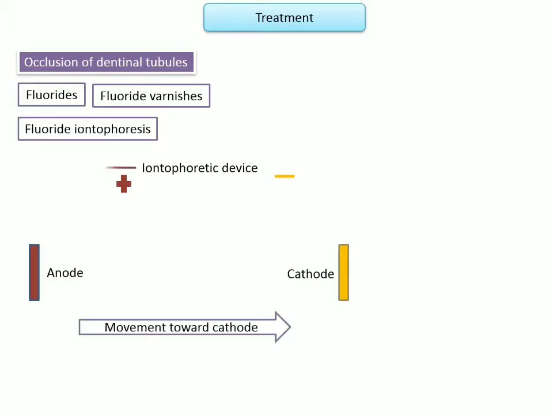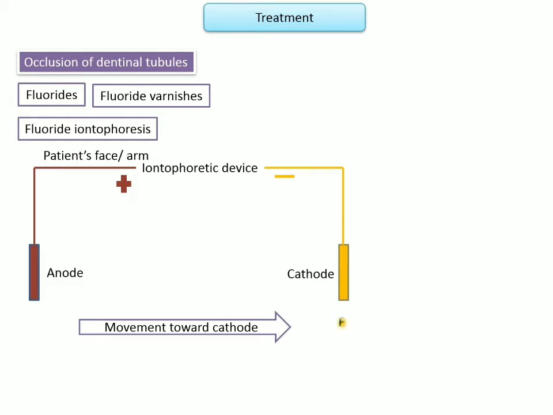The anode, or the positive electrode, is placed on the patient's face or arm, and the negative electrode is placed on the dentin or the tooth surface. This completes the circuit. Isolate the tooth with cotton rolls, and then Vaseline is applied on the soft tissues in order to prevent any injury. Current is applied by the use of an adapted plastic tip around the tooth.